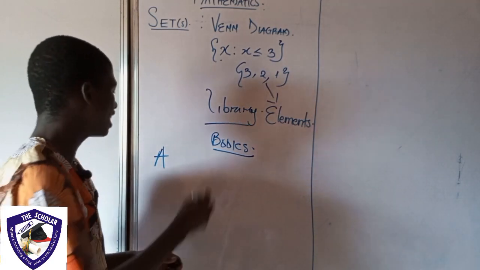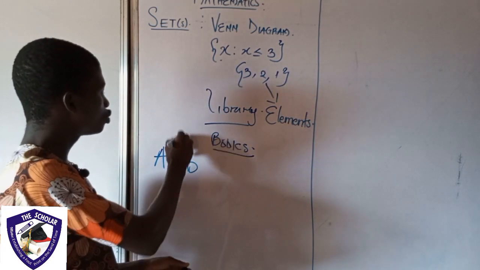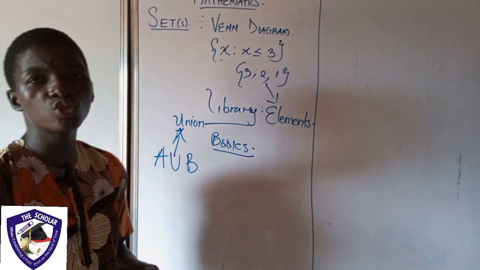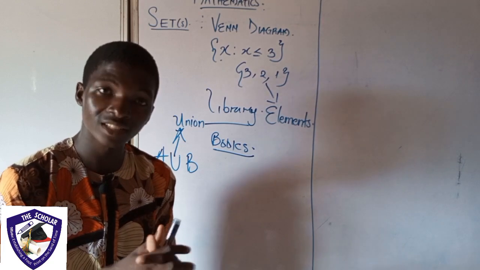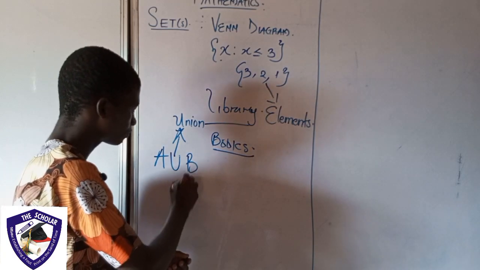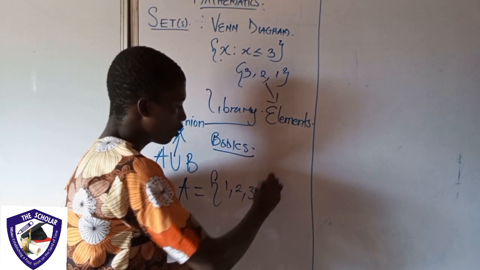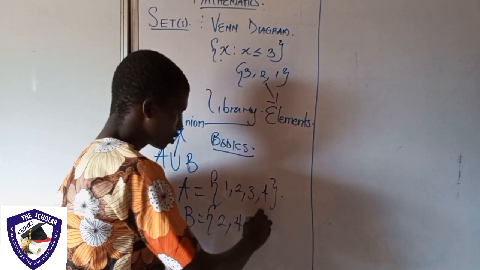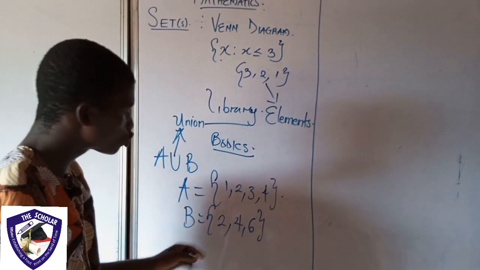For example, set A and B. When we talk about the union of sets, we have this U here to be the union. It's talking about the combination of two sets together. Actually, what you need there is the elements. For example, when you have set A having the elements 1, 2, 3, and 4, and you likewise have set B to be 2, 4, 6. Now, if you are asked to find the union of these sets, all we need to do is to combine them together.